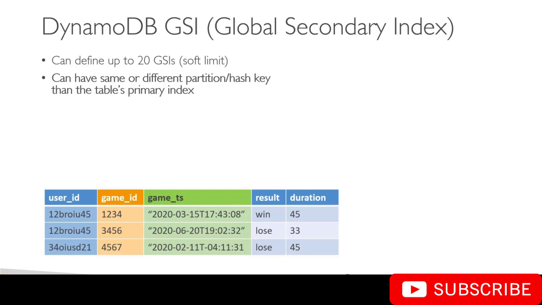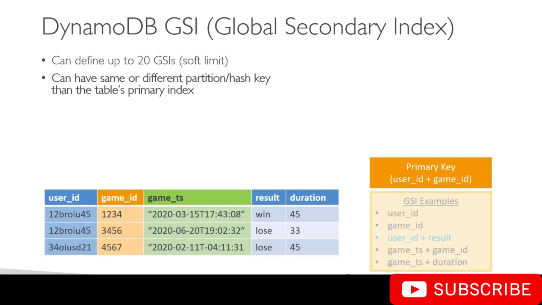So this is our gameplay table, and we have a primary key on user ID and game ID. And these are some examples of GSIs. You can have a GSI on user ID, so that's only going to index the user ID data, or the game ID data can also be indexed. So you can have simple as well as composite keys. And you can use the same partition key as that of the table, or you can choose a different one.